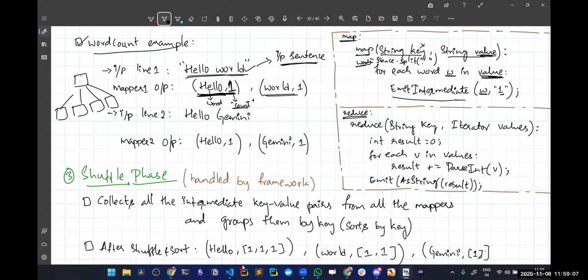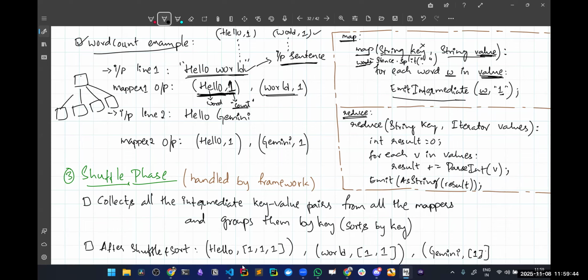If there are multiple same words in the input, what will be the output? If I have 100 hellos here, it will be hello comma 1, hello comma 1, hello comma 1. If I have 10,000 occurrences of world, I'll have 10,000 distinct records of world comma 1 in my output from map.